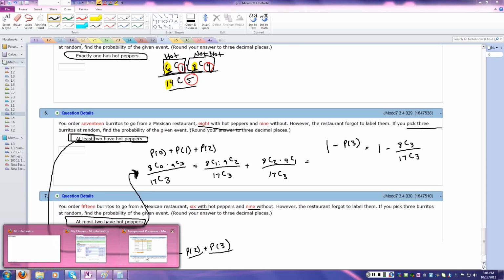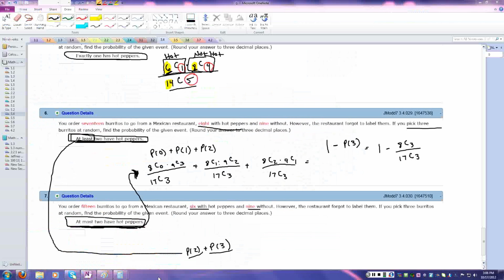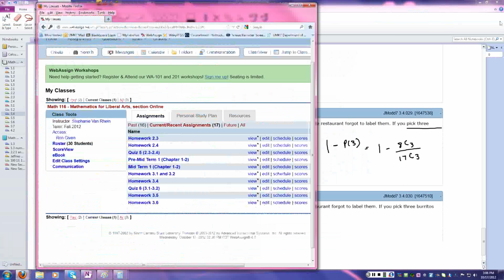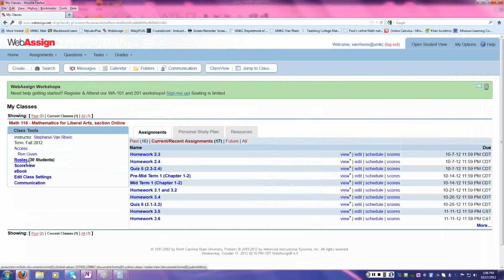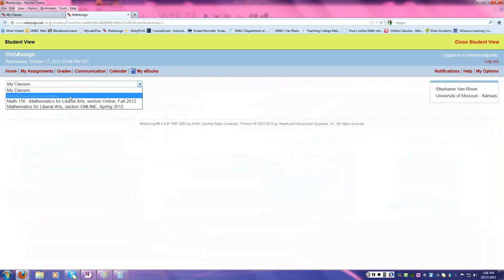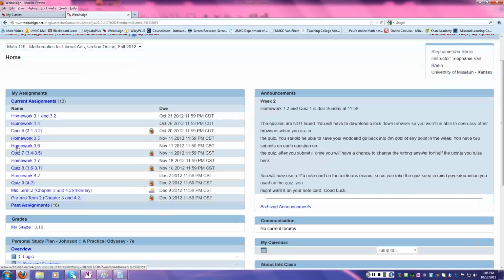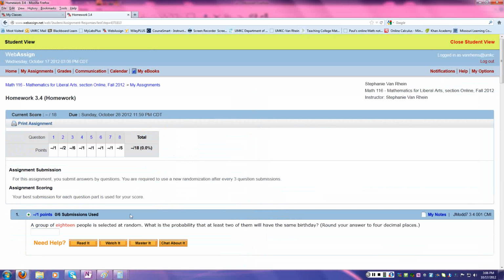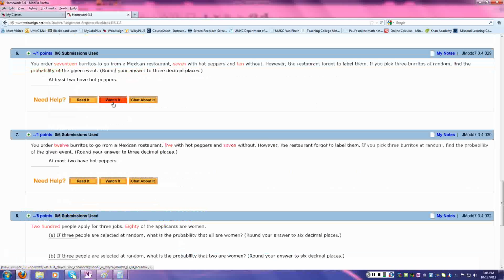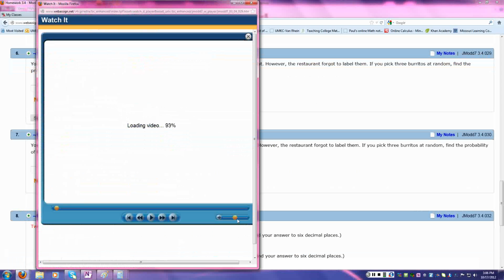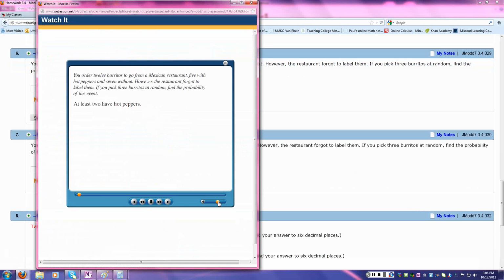If you go to your assignment, they have Watch It buttons. So if I go to your assignment, I go to Open Student View, and I go to 3.4. A lot of these have Watch Its, so especially with the hot peppers, you can watch it, and if you have the volume, and I don't have my volume plugged in, they will actually go through here.